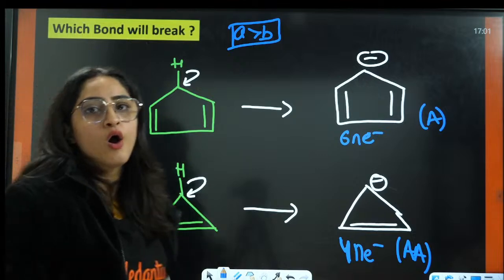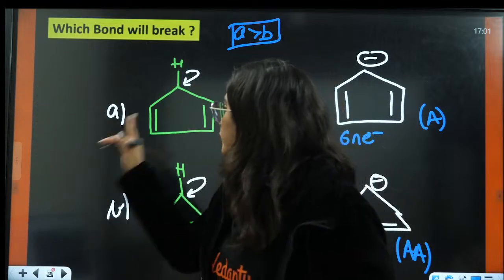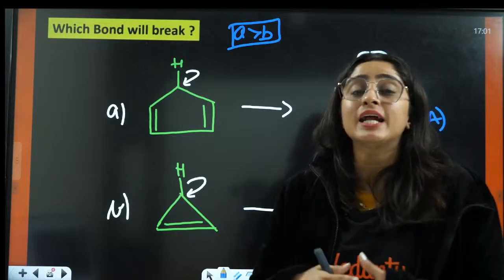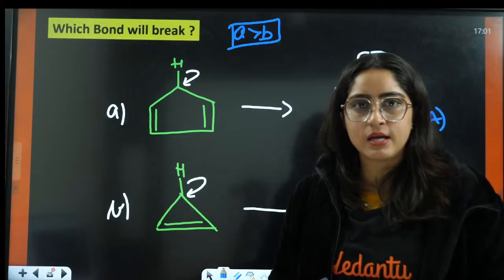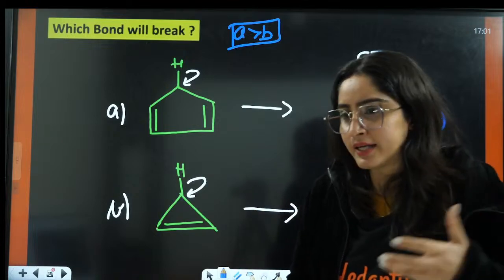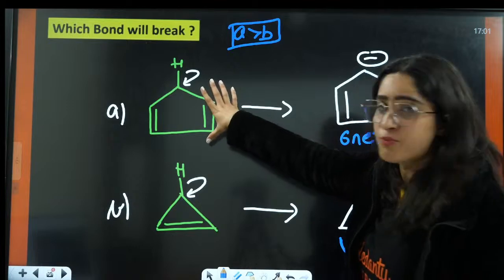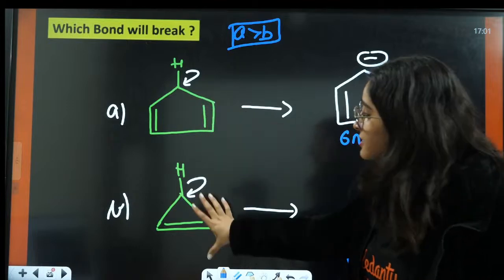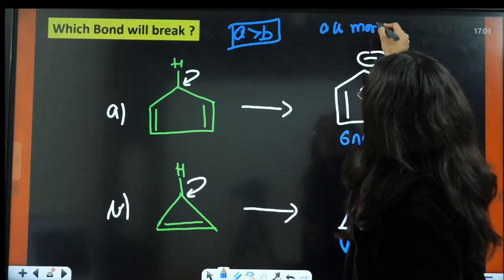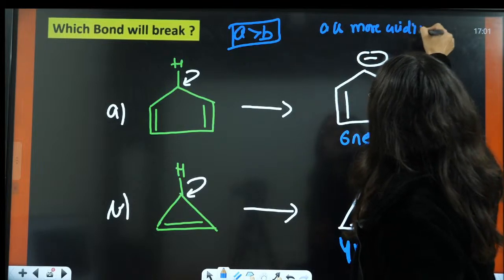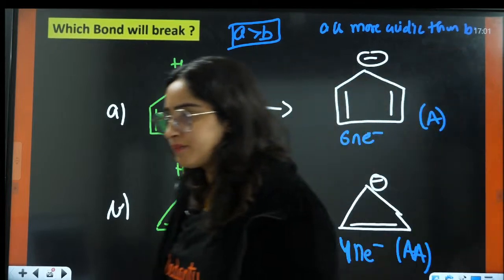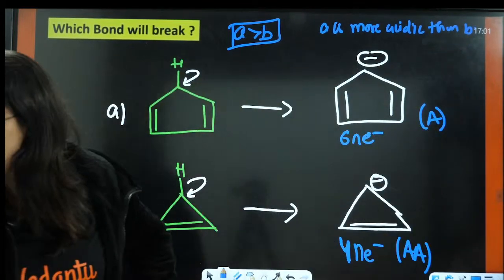If they ask you which is more acidic out of these two, which is more acidic? Acidic means the ability to lose H positive ion. The more the ability to lose H positive ion, the more will be the acidity, right? So A will lose H positive ion more easily as compared to B. So A is more acidic than B. Understood?